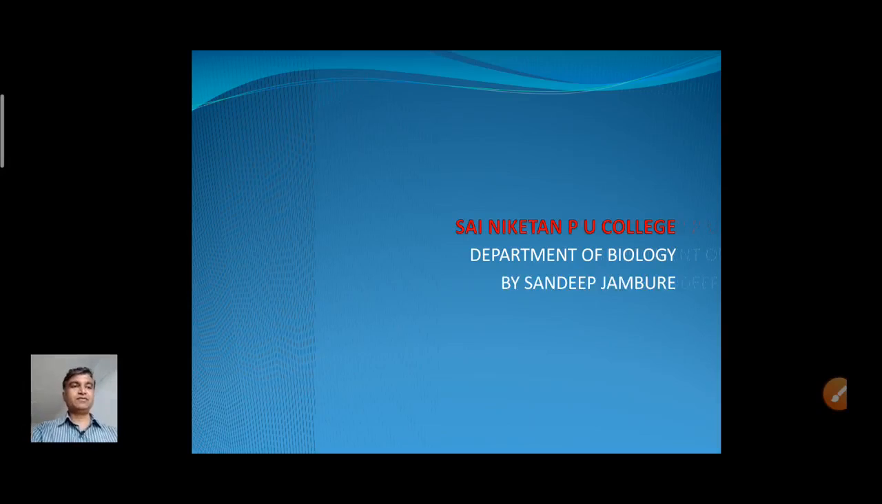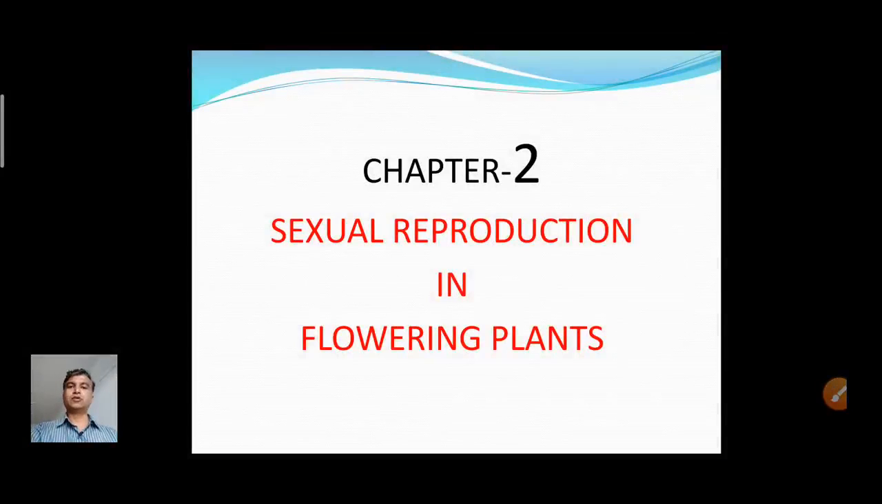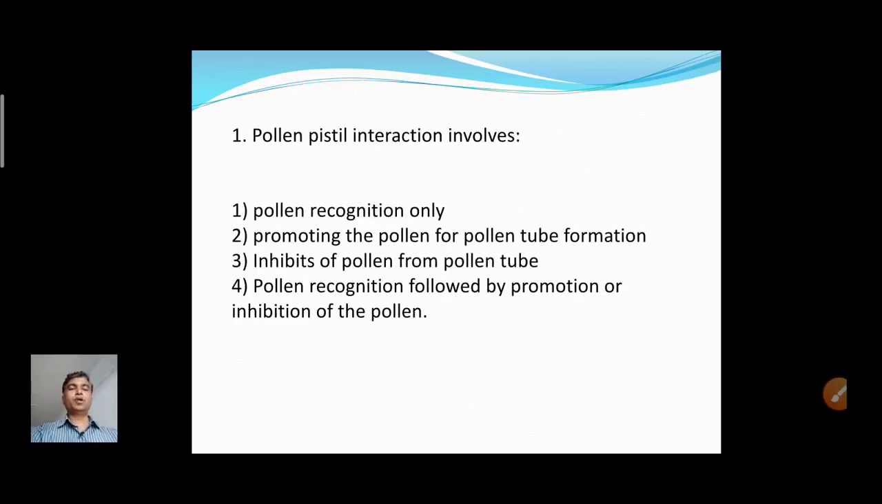And in the last video, we solved almost 25 MCQs related to the second chapter, sexual reproduction in flowering plants. So today we are going to solve a few more questions. Your first question: the pollen-pistil interaction involves, so it is a dynamic process. It involves what events are involved in the pollen-pistil interaction.